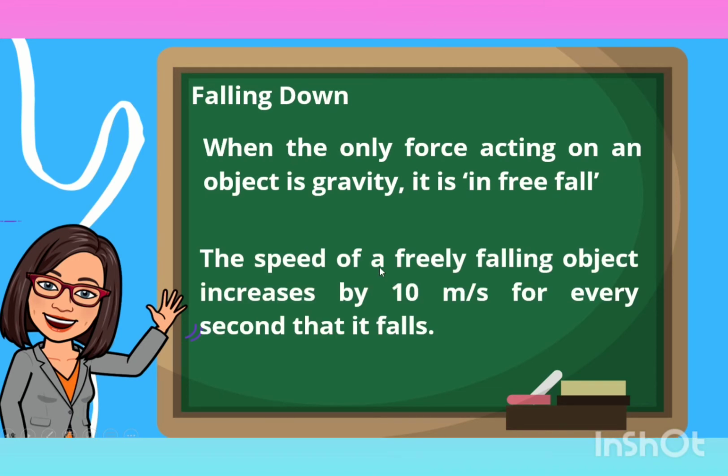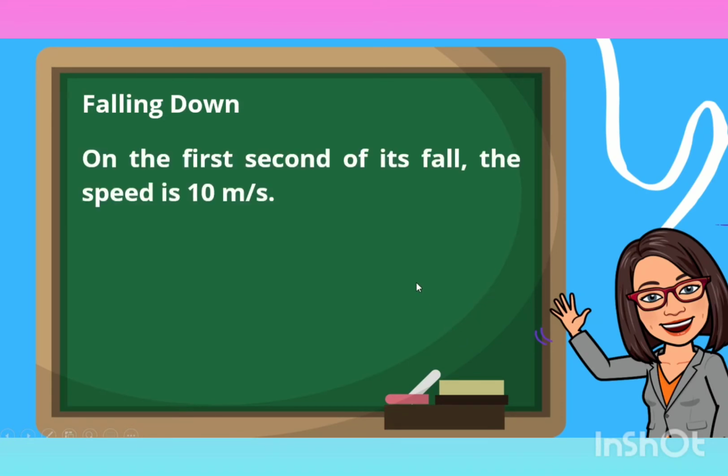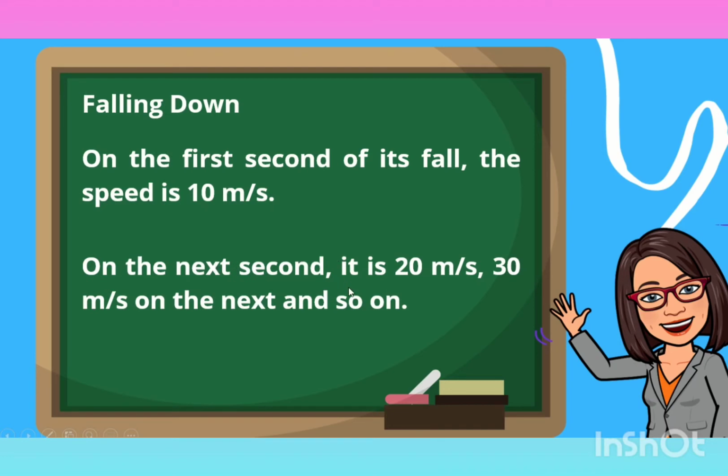So, if the only force acting on an object is gravity, we can say that it is in free fall. The speed of a freely falling object increases by 10 meters per second for every second that it falls. It means that on the first second of its fall, sa unang segundo ng pagbagsak nito, meron itong bilis na 10 meter per second. Remember that the unit of speed is meter per second, whereas the unit of acceleration is meter per second squared. On the next second, sa pangalawang segundo, it is 20 meter per second, 30 meter per second on the next, and so on.